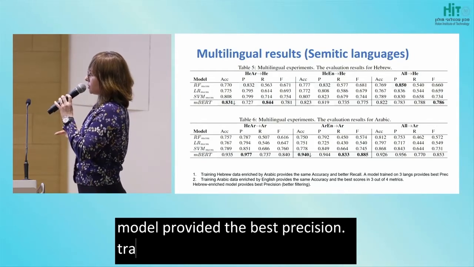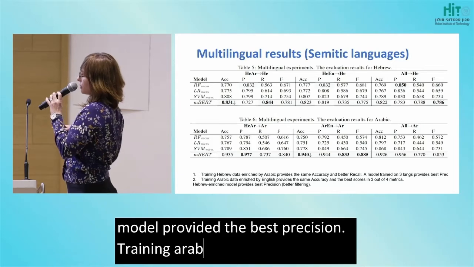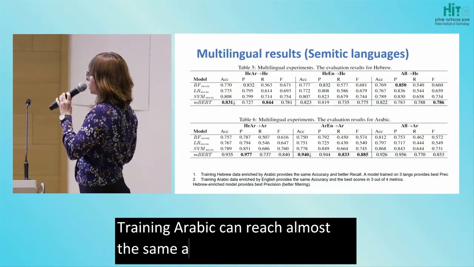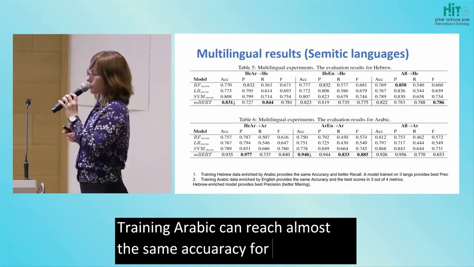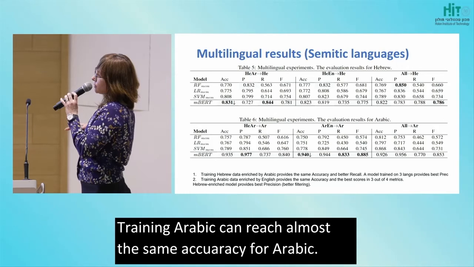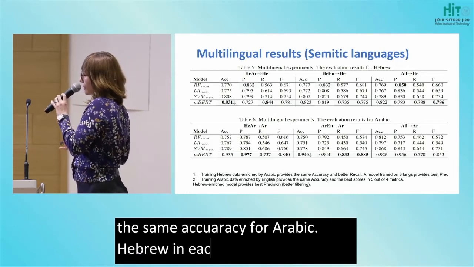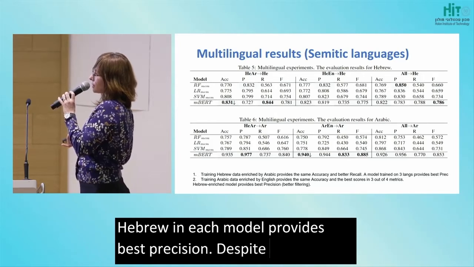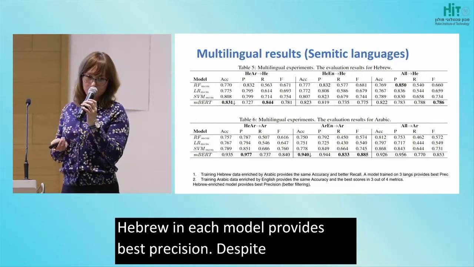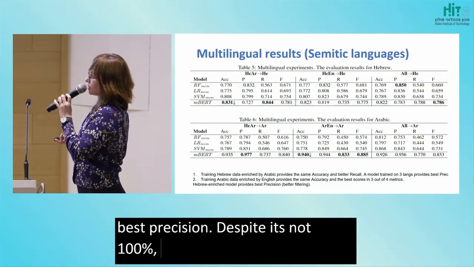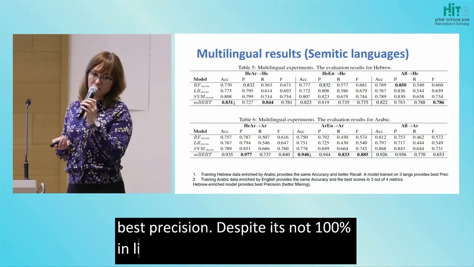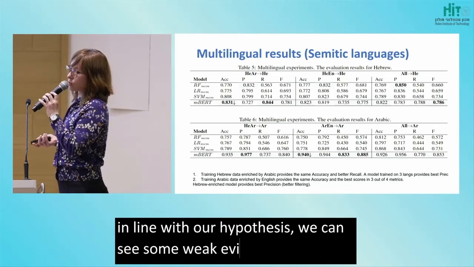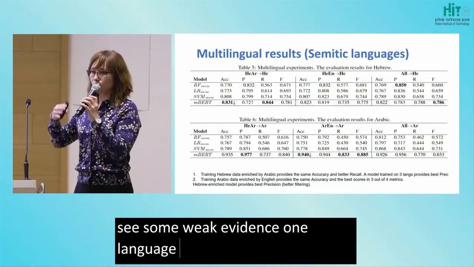Training on Arabic data enriched by English provides almost the same accuracy for Arabic. And it also gets the best scores in 3 out of 4 metrics. Also, the Hebrew-enriched model provides the best precision. So, although we cannot maybe prove our hypothesis 100%, we can see some weak evidence that one language can be helpful for another. So maybe this conclusion can be generalized and transferred to other areas.